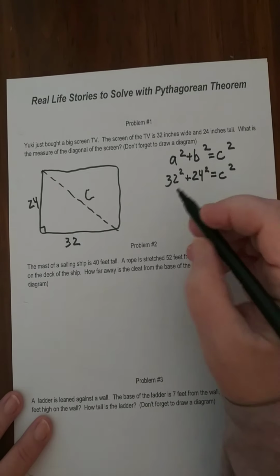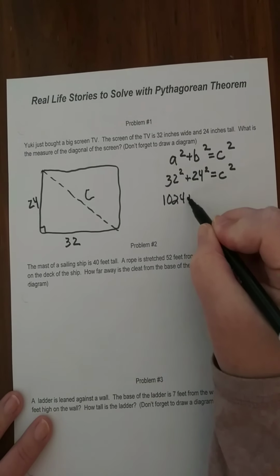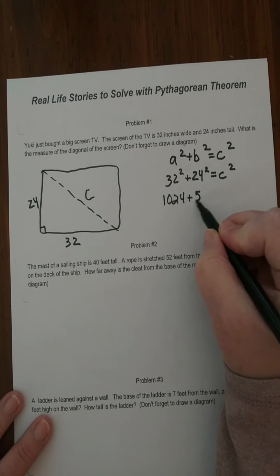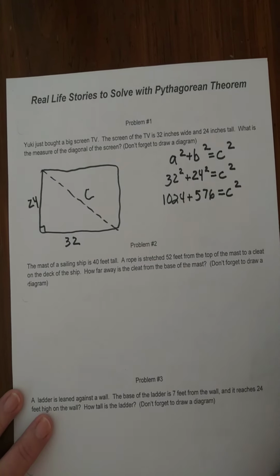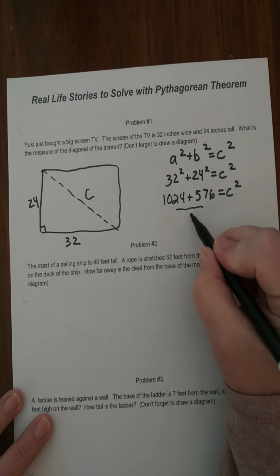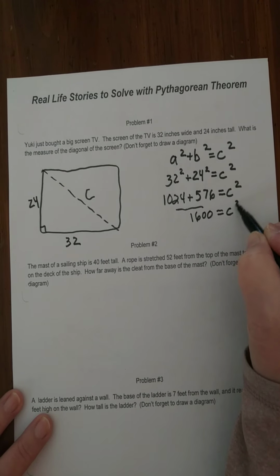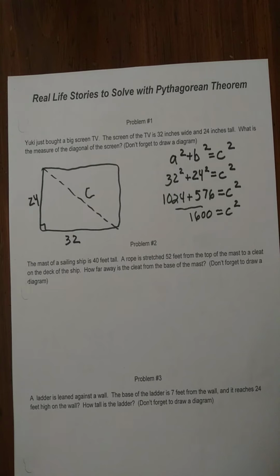And when we do 32 squared, we get 1,024. When we do 24 squared, we get 576. And we still have C squared over here. So now we're going to simplify by adding these two together. I end up with 1,600. Hopefully you guys got the same thing. And it's still C squared. So we're not totally done yet.